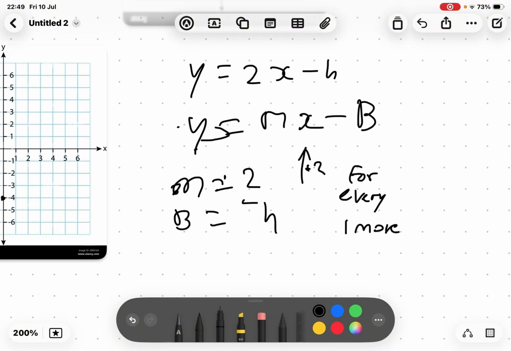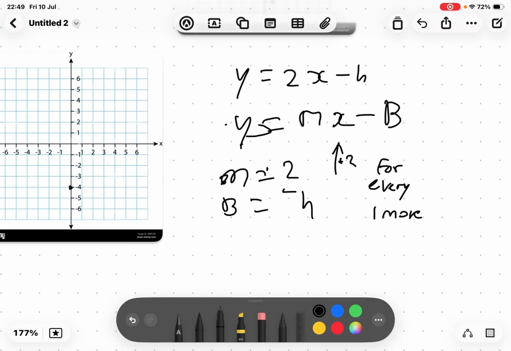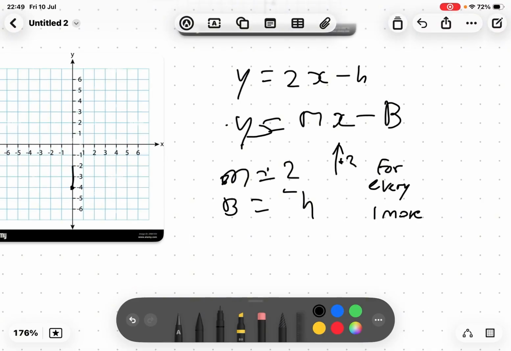Basically, you might think, okay, so that means we go up 2 times. No, we move once and go up 2 times, right? So that's going to be here. And then same thing, 1, 2, 3.